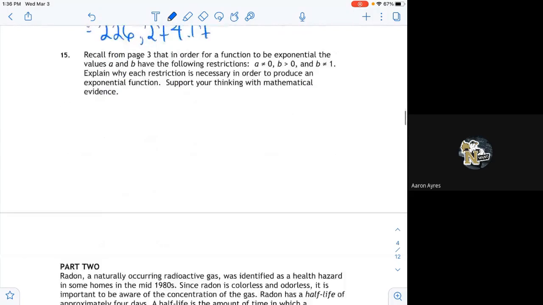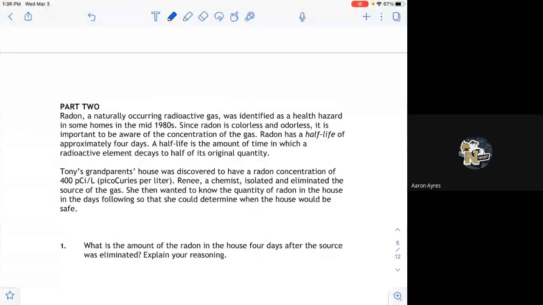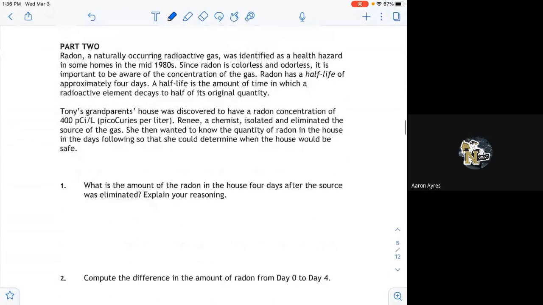All right, so this was an example of exponential growth. Over time, the numbers got bigger, correct? Here's an example now that involves something different. Have you guys in chemistry at all talked about what a half-life is of an element? Have you heard the term half-life before?